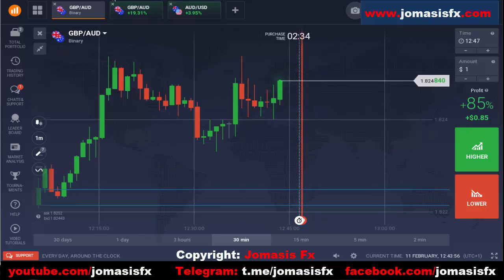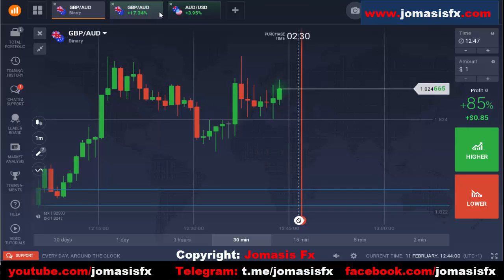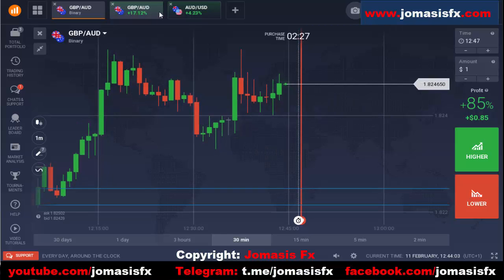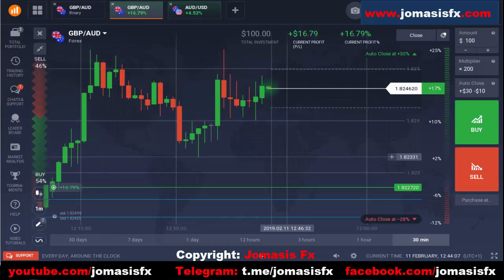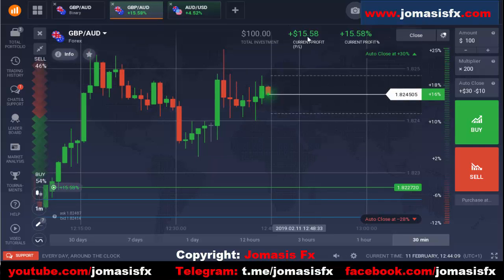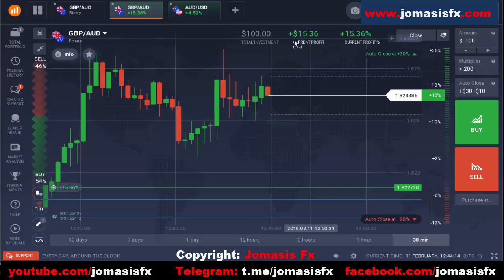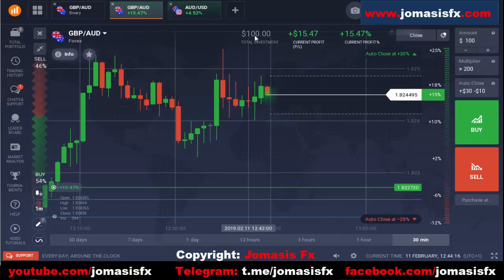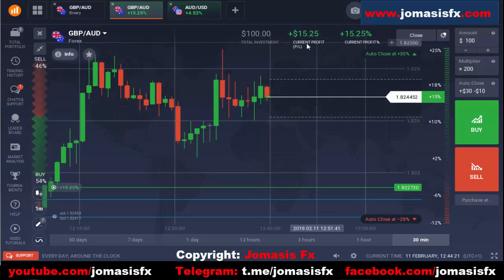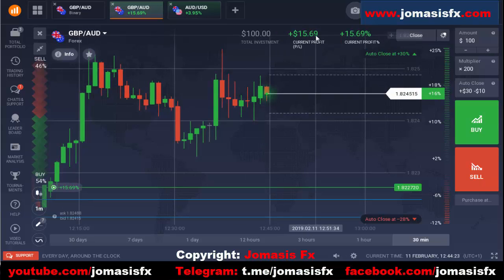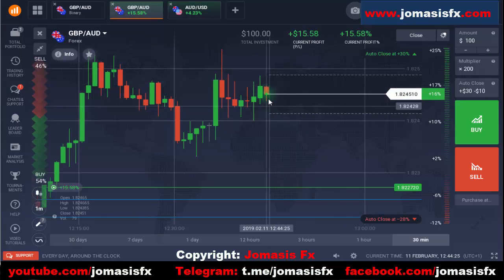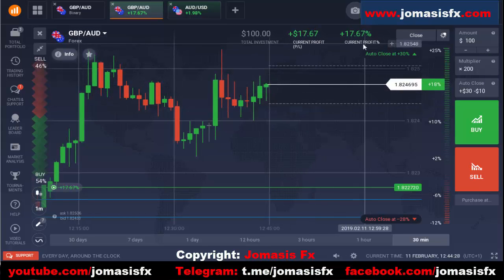So let's go to Forex, because that's the major focus of this tutorial. Now, this is Forex. As you can see, this is my current profit as the trade is running. My total investment here is $100, and the current profit is $16. This keeps changing because the market is moving, and here this is the percentage.